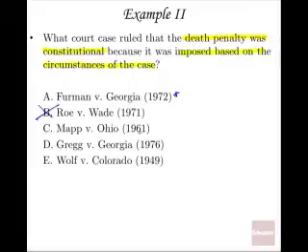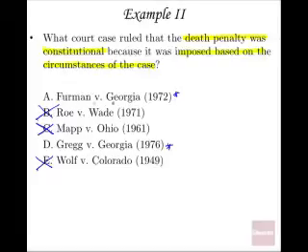Mapp versus Ohio dealt with the exclusionary rule. Basically, it said that evidence obtained as a result of an improper search warrant or illegal searches is not acceptable. The fruit of the poisonous tree. Okay. Gregg versus Georgia. Well, you can't rule it out. I don't necessarily know what that is, so you might want to put an asterisk in there. Wolf versus Colorado actually allowed evidence that had been illegally obtained to be used in a court of law. And that, again, has to do with the 4th Amendment, so that is incorrect here.